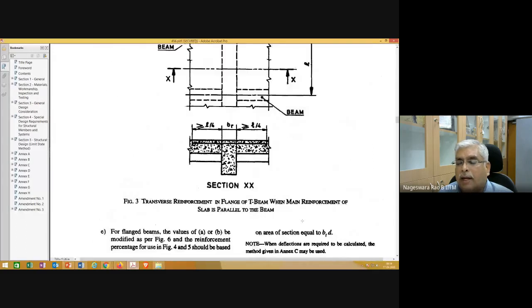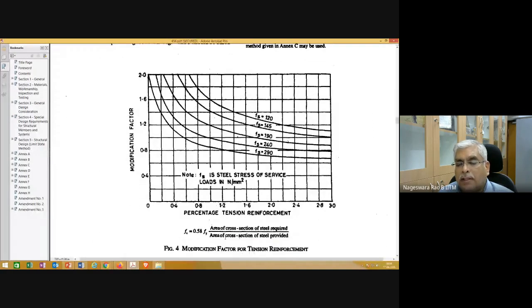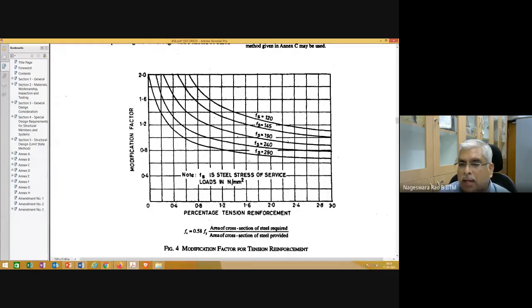So let's read for Fe 500. Again, you calculate the fs value and read from here. What is the fs value for Fe 500? 290. Anyway, it is exactly matching with the curve that is given. And 1.6 is the percentage of tension reinforcement. So this is the point. This is 0.4, this is 0.8, so this is 0.6, and somewhere midpoint is going to be 0.7, and you can say 0.75.